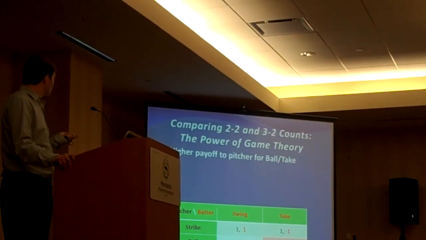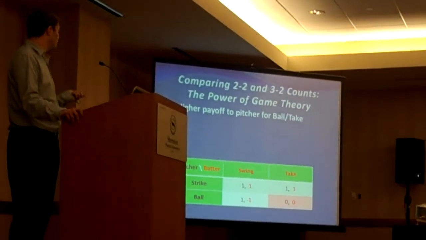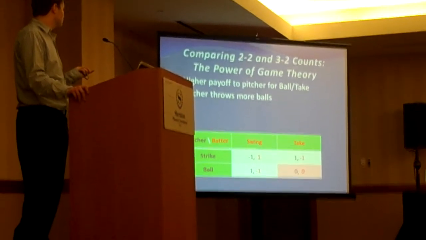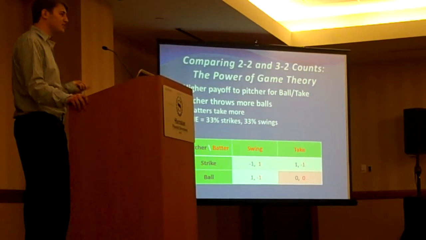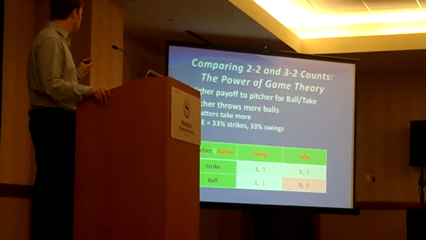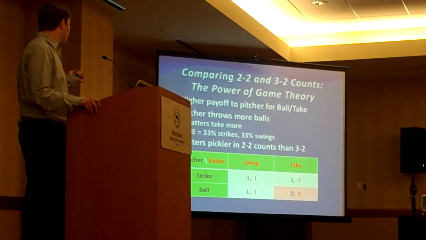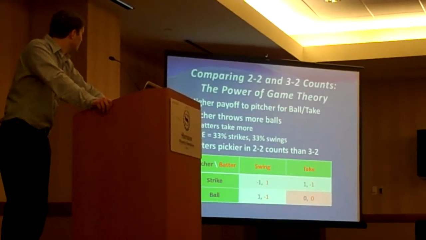So let's think about how this works. From the pitcher's perspective, all of a sudden, if the batter was doing the same thing, he would suddenly have this really high payoff to ball take, so he would want to throw more balls. Of course, if the pitcher is throwing more balls, the batter's going to want to take more. The Nash equilibrium works out that the pitcher throws now 33% strikes instead of 50, and the batter swings now 33% out of 50. Obviously, that's not surprising for the pitcher. The batter is actually pickier in a 2-2 count than a 3-2 count.